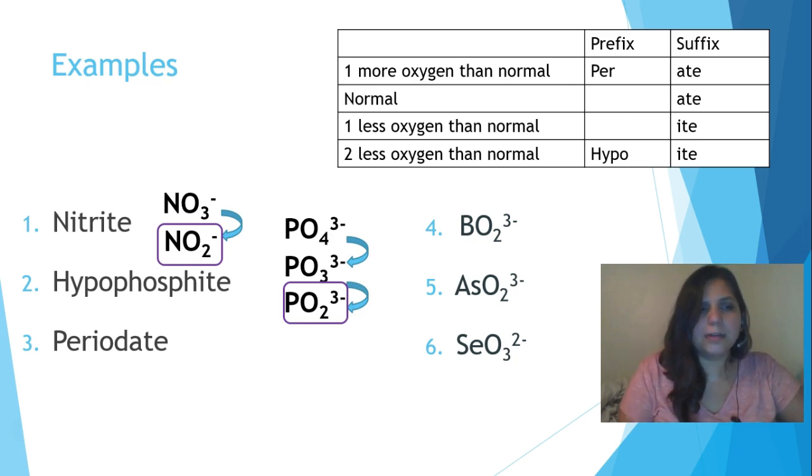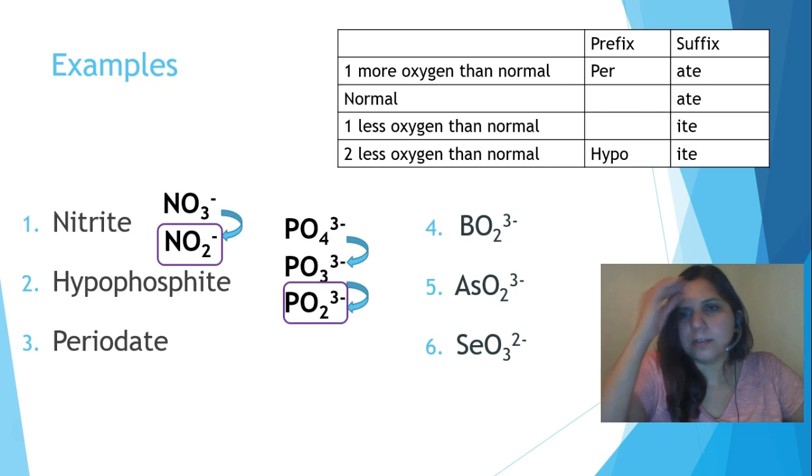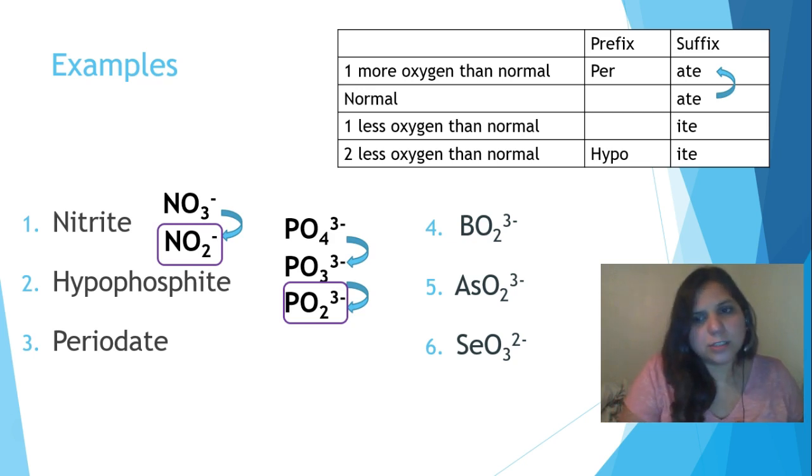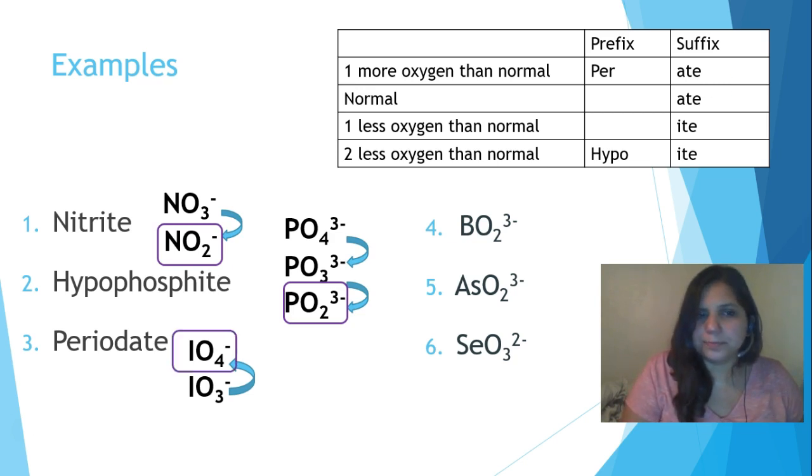Let's try periodate. So let's see this chart. Up here we have the 8 form, and to get to per-8 would be to go up from the normal. And so we'd need 1 more oxygen than iodate. So let's look up iodate. It's IO3 with a 1 minus charge. If we add another oxygen to that, it would be IO4.